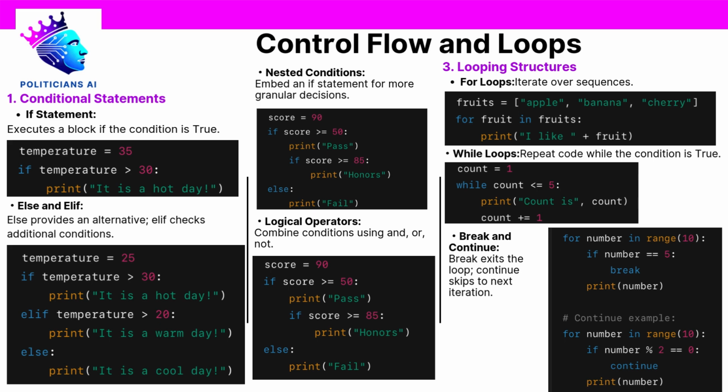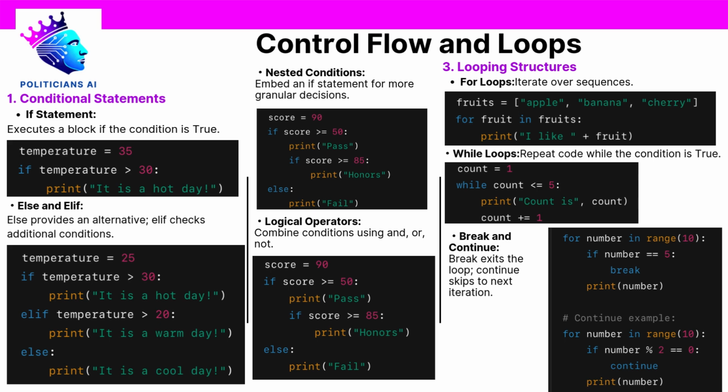Sometimes, you need to perform extra checks within a block that has already been determined to be true. This is known as nesting conditional statements. For example, suppose you are evaluating a student's exam score. You might first check if the score is at least 50 to determine a pass, and then, within that block, check if the score is 85 or higher to see if the student achieved honors.